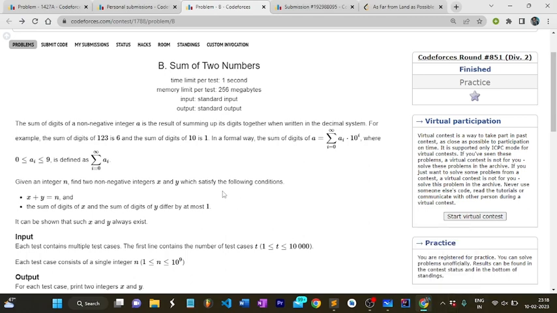So in this video I'll be solving the problem B, which is sum of two numbers from Codeforces round 851. So let's start by understanding the problem statement.